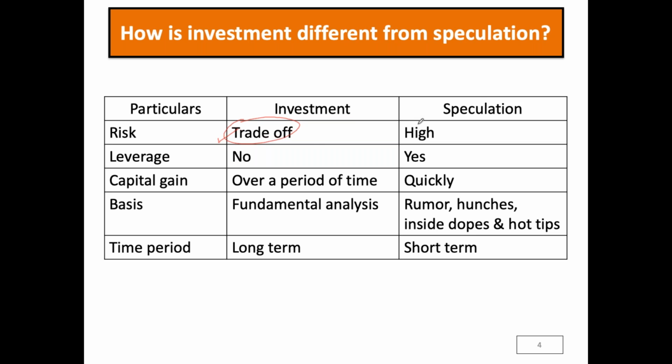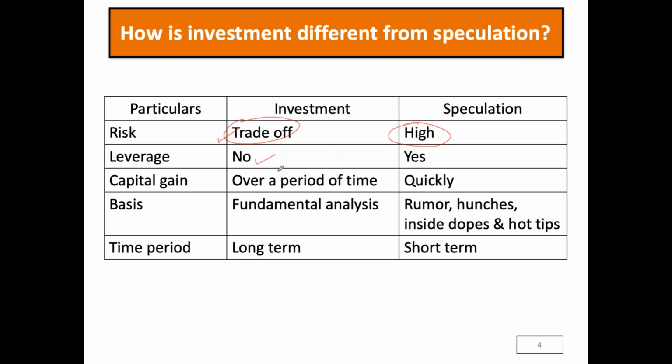Wherein speculation talks about it's a high risk, high return gain. How is it different? There are some more characteristics we understand. Investment has no leverage. Say, for example, you buy shares of Infosys today, and your investment horizon happens to be 10-20 years. Would you be borrowing money for the purpose of making investments?